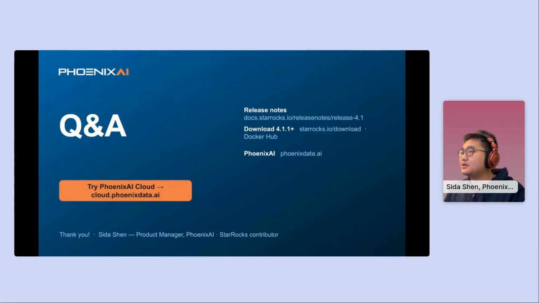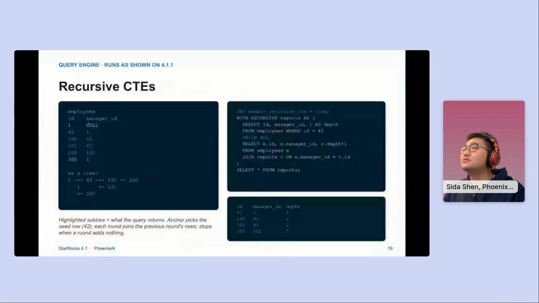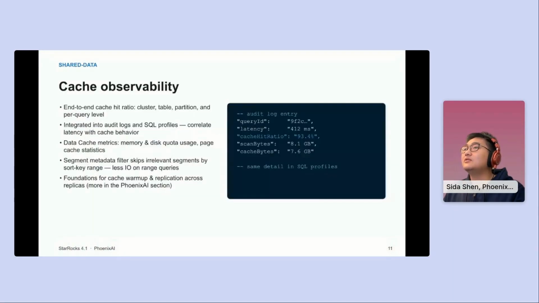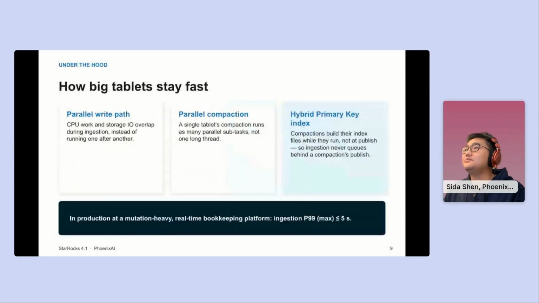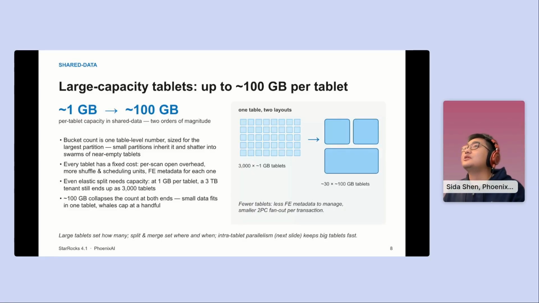Are any of the features of 4.1 still applicable to shared-nothing clusters? A lot of them are shared-data catching up to shared-nothing. I think a lot of them are about cache, which is not applicable to shared-nothing. But I don't see any features that are supported here and not in shared-nothing. All of them are in shared-nothing or shared-nothing already has them. This is the same behavior across shared-nothing and shared-data.